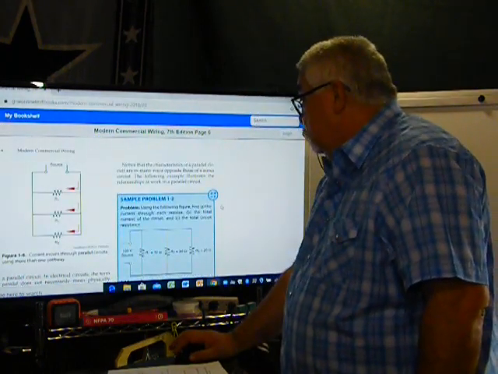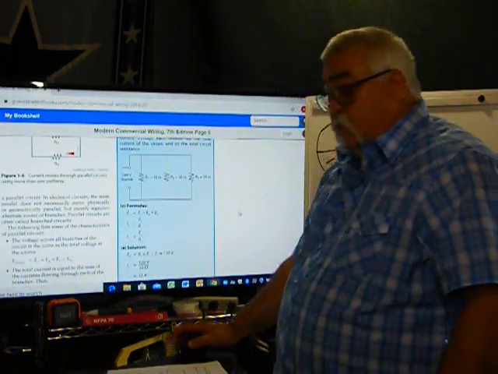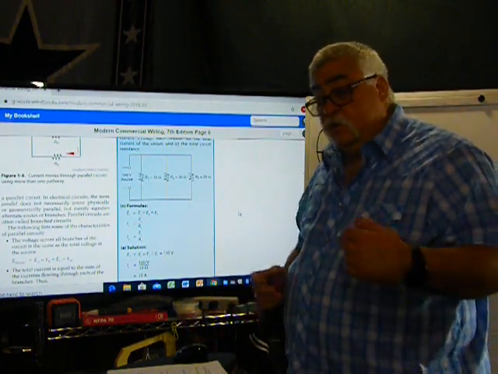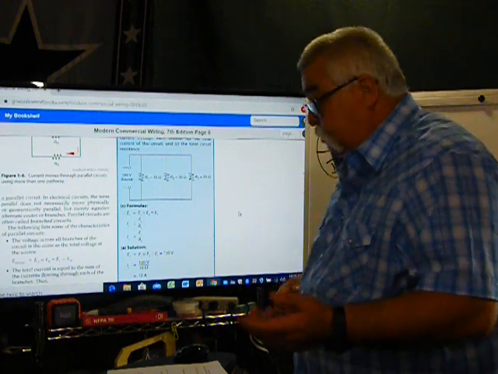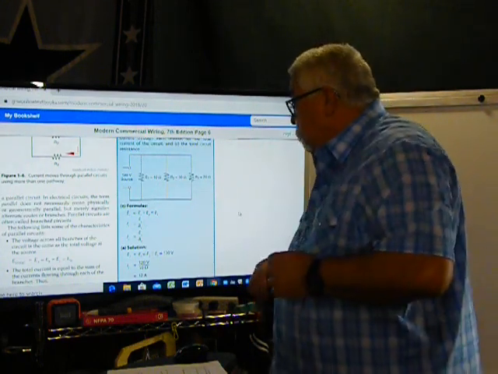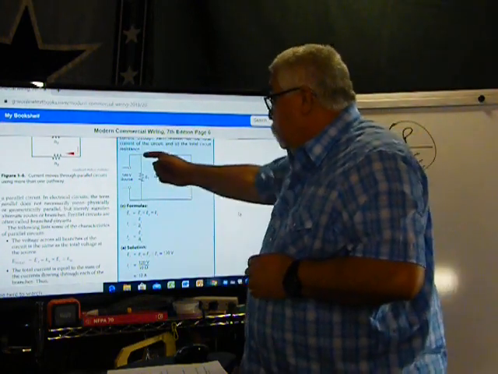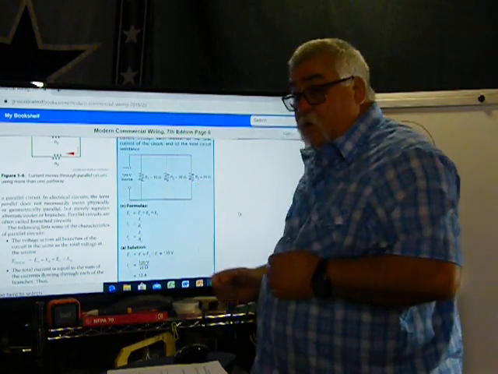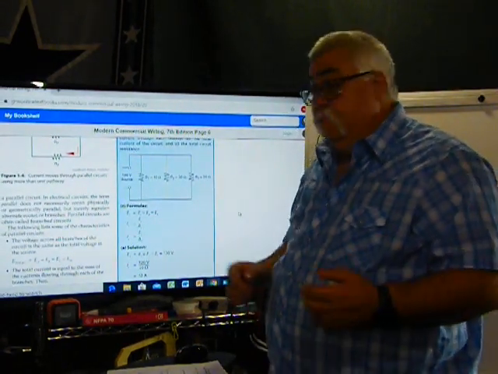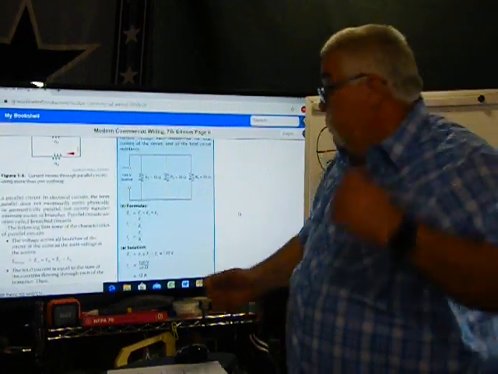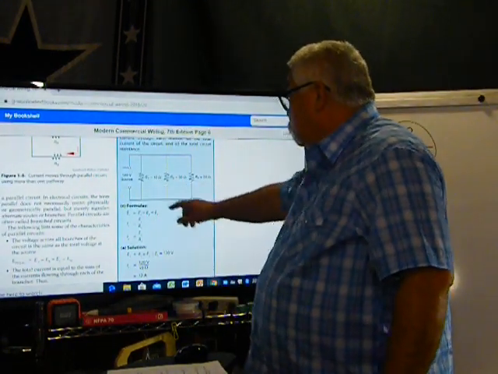In parallel, your total resistance would be less than your smallest resistor. Last one we added them up; here we don't add them up. Because this is getting 120, this is getting 120, and this is getting 120, the total current in the circuit is the sum of all branches. Here's 1 branch, 2 branch, 3 branch.